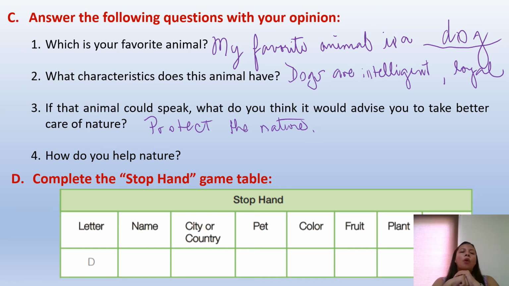Okay, number 4, how do you help nature? I love plant trees. Okay, so I'm going to write over here, I plant trees. But you have to think about other answers, okay?